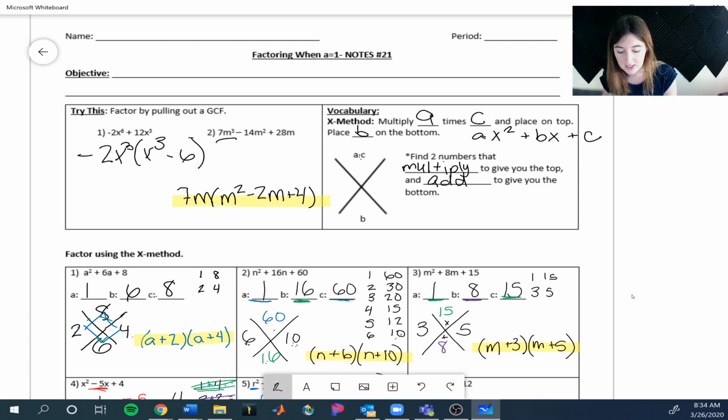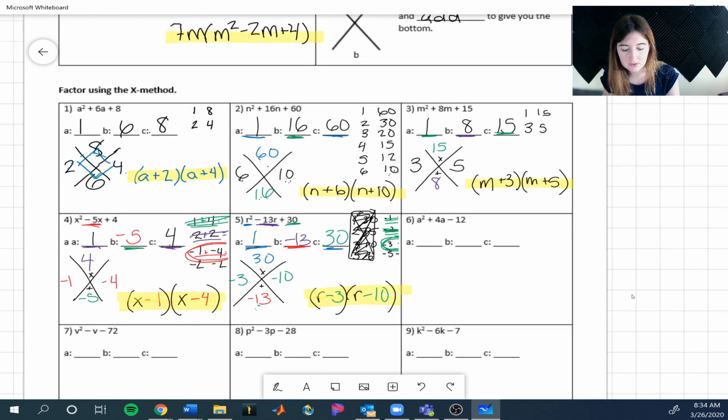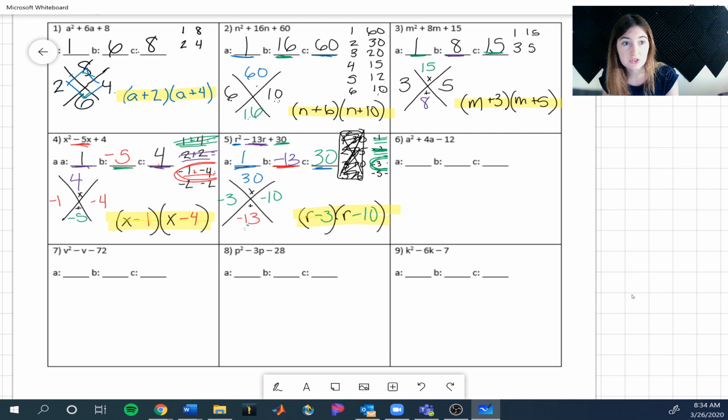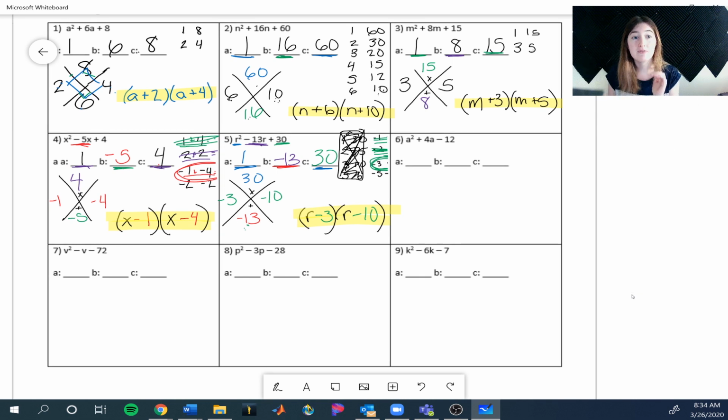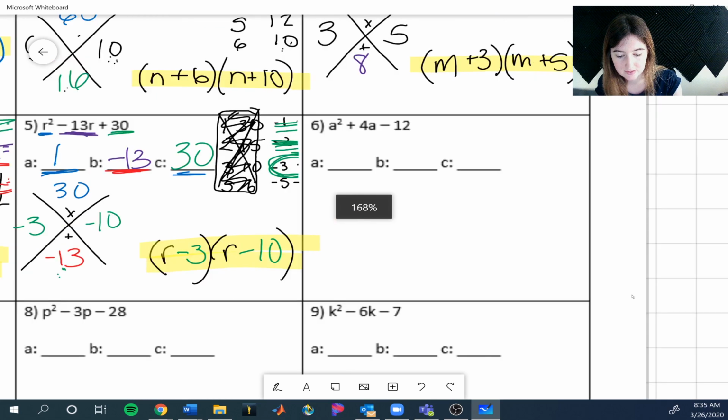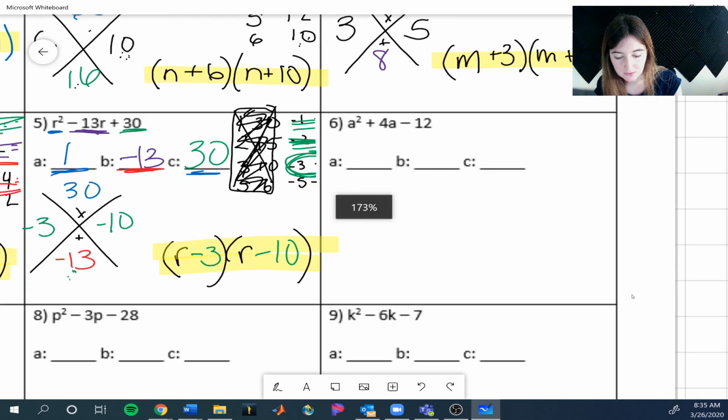So let's go ahead and take a look at number 6 here. I'm only going to do about 2 examples with a negative C, and then we're going to go back and refresh what we were practicing yesterday, and maybe tomorrow we'll be able to do some more. Okay? So let's look at number 6. We're still refreshing a lot.